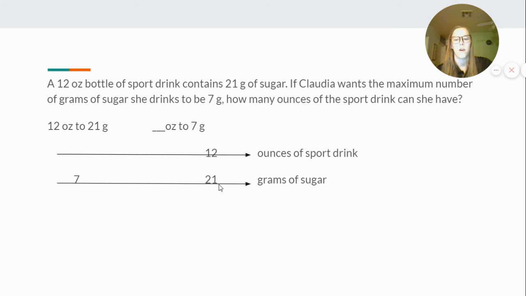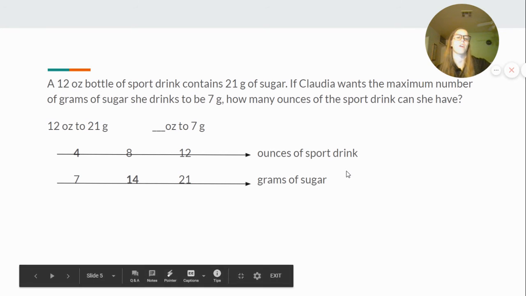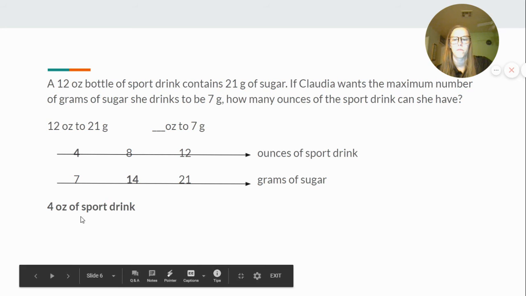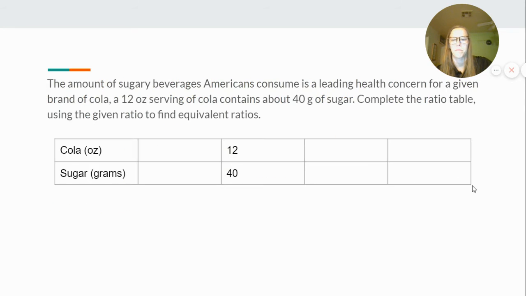So we know that we can take 21 and divide it by 7 and get 3. So if we take 12 divided by 3, we can get our answer, which would then be 4. We also could count down with that, 7, 14, 21, then 12, 8, 4. Count on that way. So 4 ounces of sport drink will have 7 grams of sugar. And that's what we would put up there.